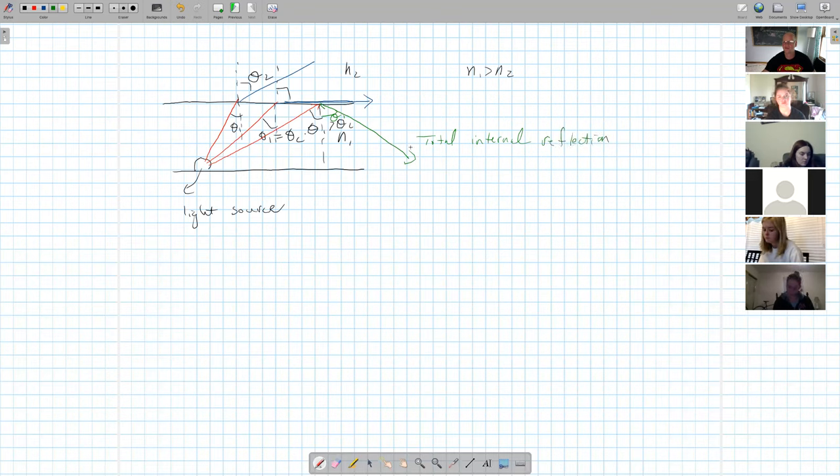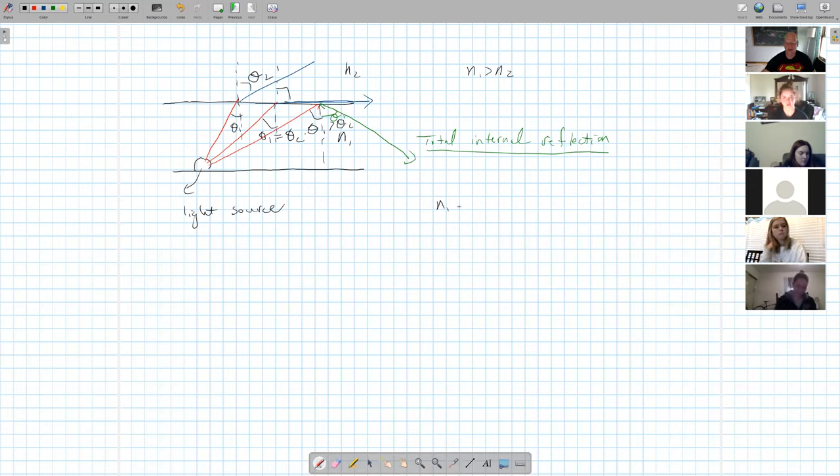So total internal reflection occurs when your angle theta 1 becomes greater than this critical angle, which is the angle at which this moves only along the line between the two mediums, or along this boundary. Right? So total internal reflection means that there's no part of the ray which is actually being refracted outward. Everything is only being reflected towards the inside. Right? So let's talk about theta critical.